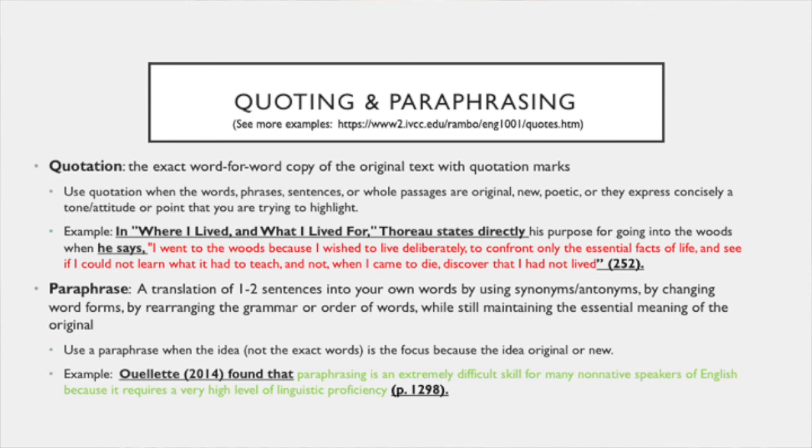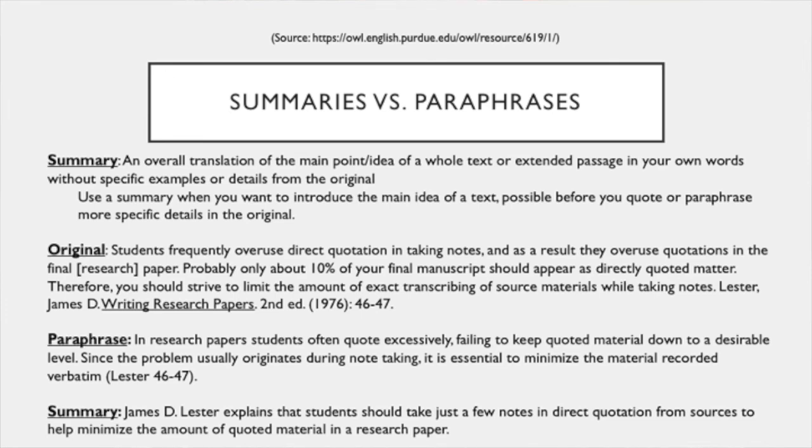Now I want to talk a little bit about summarizing and how it differs from paraphrasing. A summary is an overall translation of the main point or main idea or ideas of a whole text or extended passage in your own words without specific examples or details from the original. So, like a paraphrase, it's a translation into your own words. However, unlike a paraphrase, a summary is a translation of only the main point or main ideas and possibly important information in the original, not every specific detail.